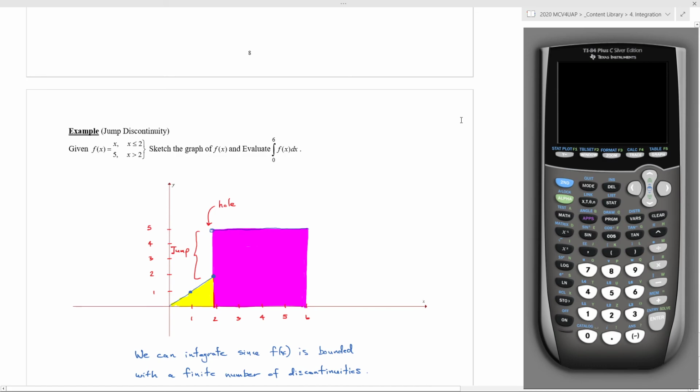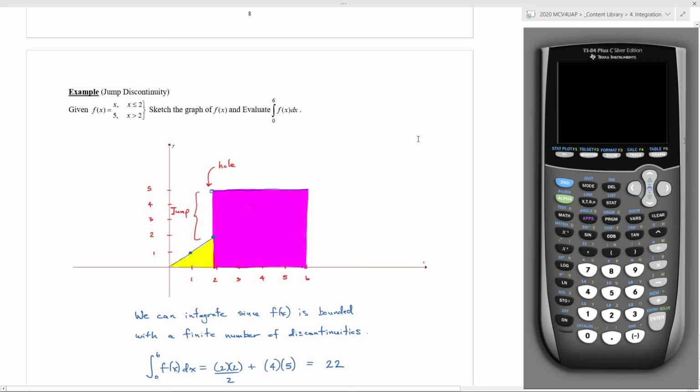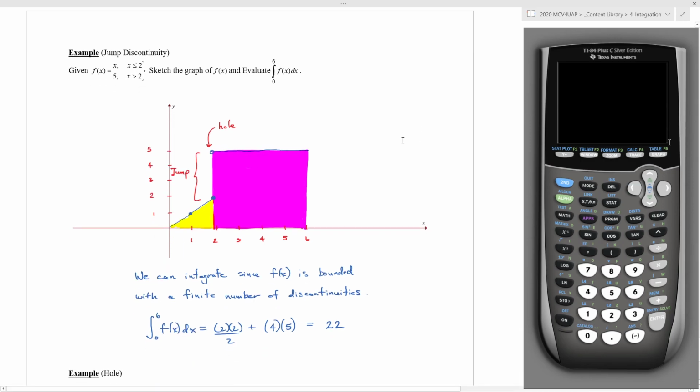The next question, you're given a piecewise function and asked to graph it and evaluate the integral from 0 to 6. So this is another function that has a jump at 2. There's a hole there as well. You can still integrate that function using geometry. It's just a triangle and a rectangle, and we get a value of 22. So the point is, even though I've got a discontinuity, because that function has no vertical asymptotes, it's bounded, which means I can integrate it the way we've been doing all along.